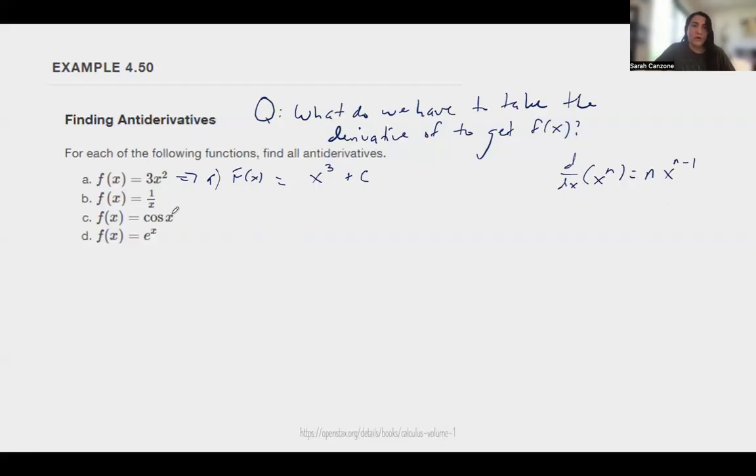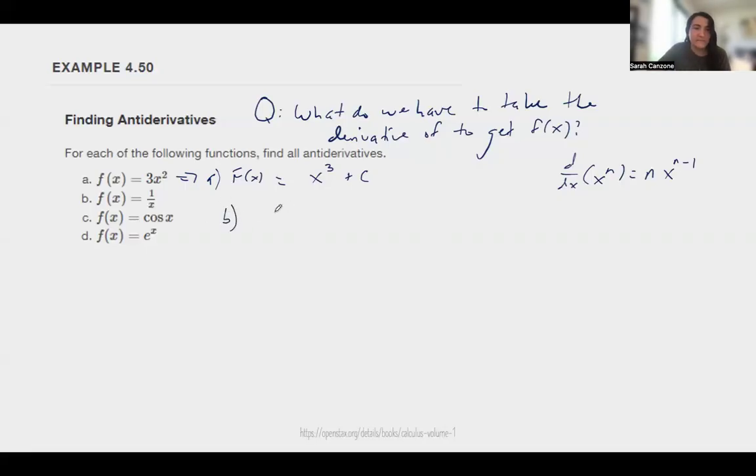But for 1 over x, we don't get to use that because 1 over x is a very special derivative. So if we think about what we have to take the derivative of to get 1 over x, it's not going to be just an x function. What we actually do is take the derivative of the natural log of x. So remember, if you have the ln of x, take the derivative, you get 1 over x times the derivative of whatever's inside of the natural log. Well, since this is just x, we're just going to leave it as x.